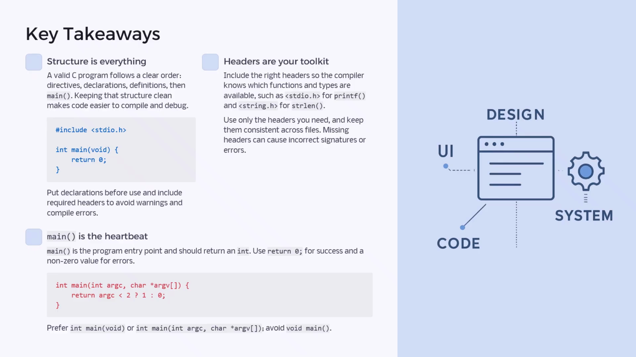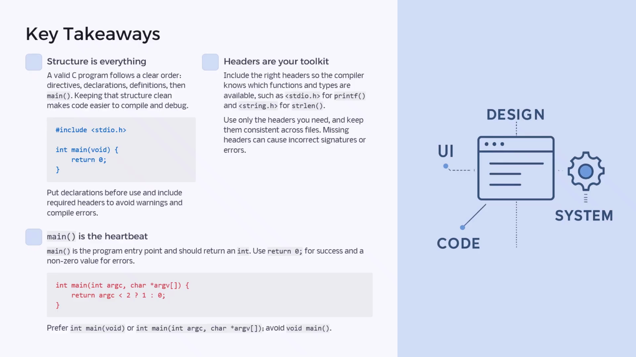Key takeaways. Structure is everything. A valid C program follows a clear order: directives, declarations, definitions, then main. Keeping that structure clean makes the code easier to debug. Header files are your toolkit. Include the right header so the compiler knows which functions and types are available, such as stdio.h for printf and string.h for string length. Use only headers you need and keep them consistent across files. Missing headers can cause incorrect signatures or errors. Put declarations before use and include required headers to avoid warnings and compile errors.